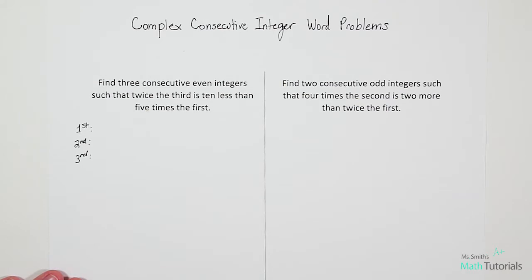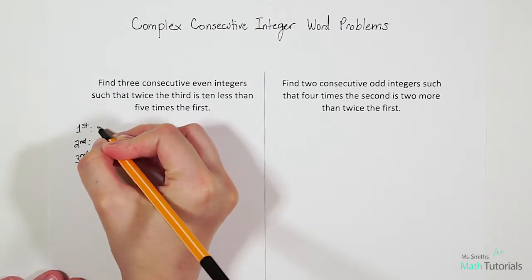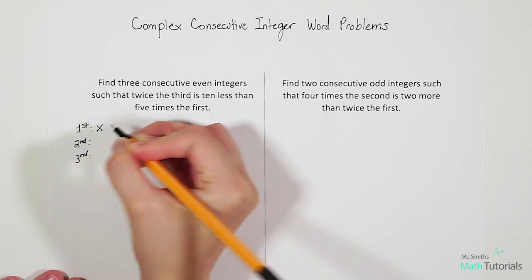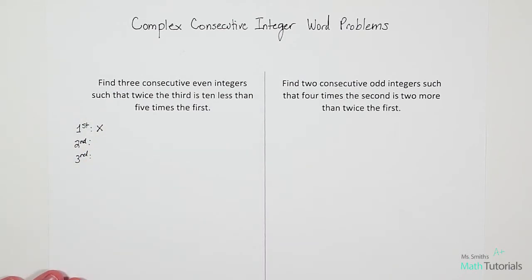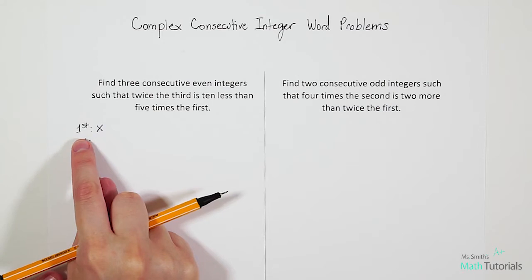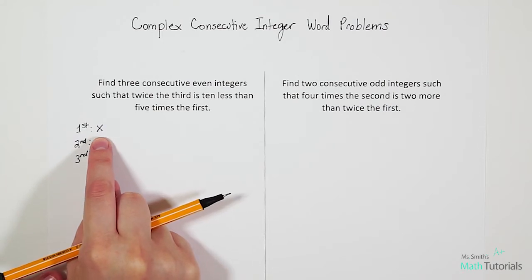Our first number is our unknown number, right? We have no idea what it is. We know that it's going to be even, but we have no idea what it is. So we're just going to call it x. And this is going to be the pattern for all of these problems. We're always going to start, our first number will be just x.